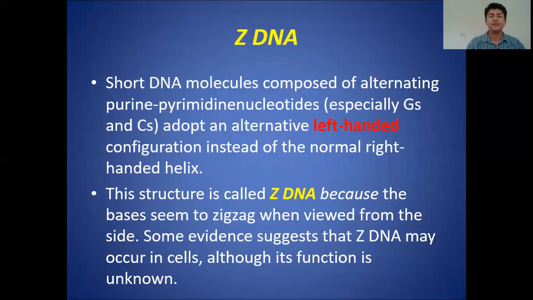Z-DNA is another form of DNA where the short DNA molecules composed of alternating purine-pyrimidine nucleotides, especially G's and C's, they adopt an alternative left-handed configuration instead of the normal right-handed helix. So this structure is called as Z-DNA, because that molecule appears zigzag from the side. Some evidence suggests that Z-DNA may occur in cells, although its function is unknown.